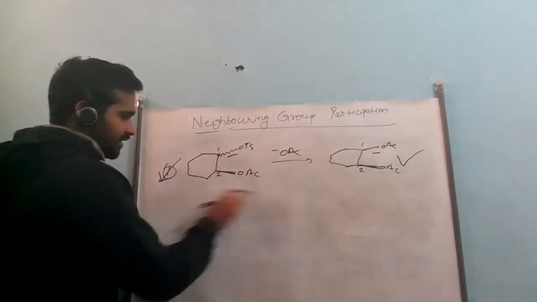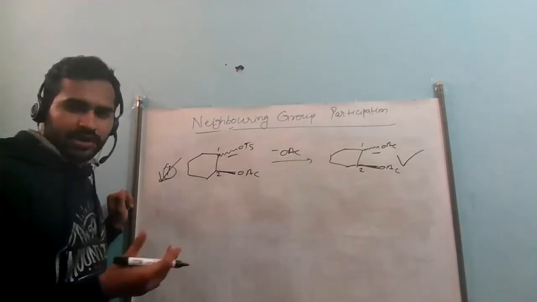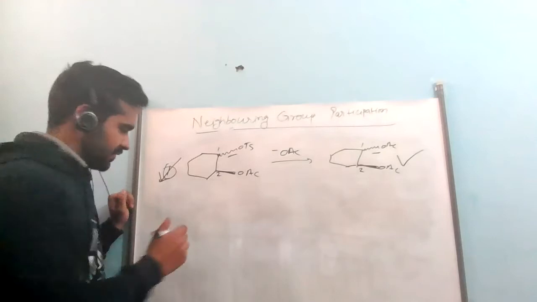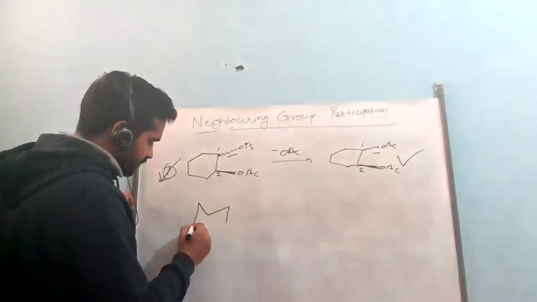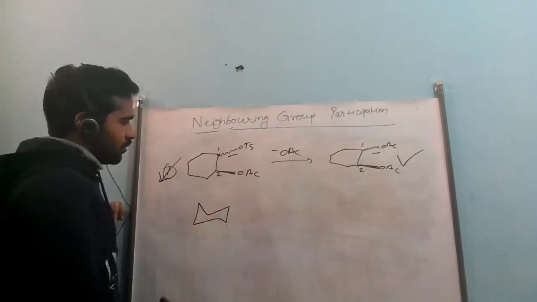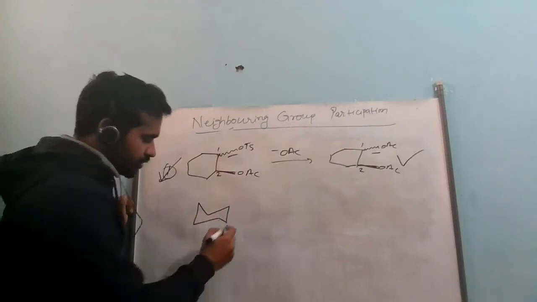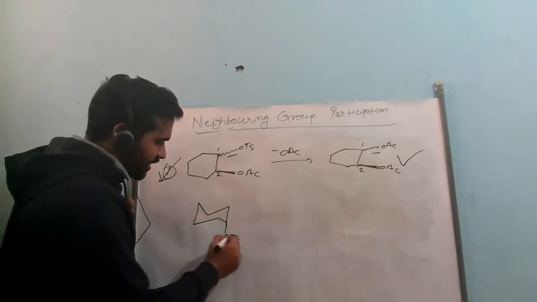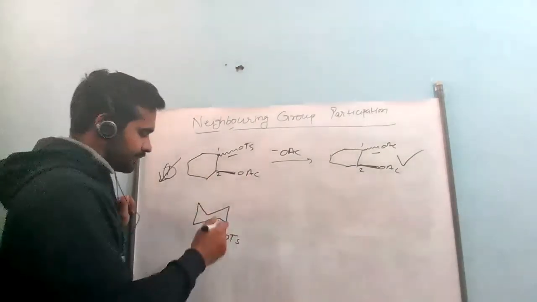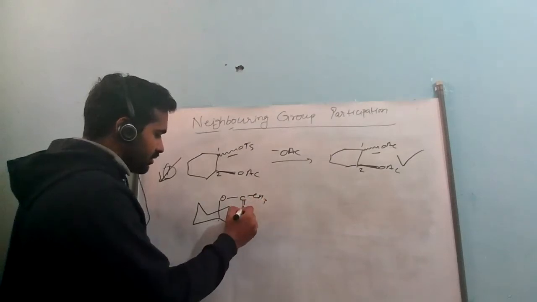So I had this one, right? This is cyclohexane, we know. And we already know that the most stable conformer of cyclohexane is the chair form, that is this one. Suppose this is position 1, this is position 2. At position 1, OTS is below the plane, so I can write OTS. And at position 2, OAC is above the plane, so I can write OCOCH3.